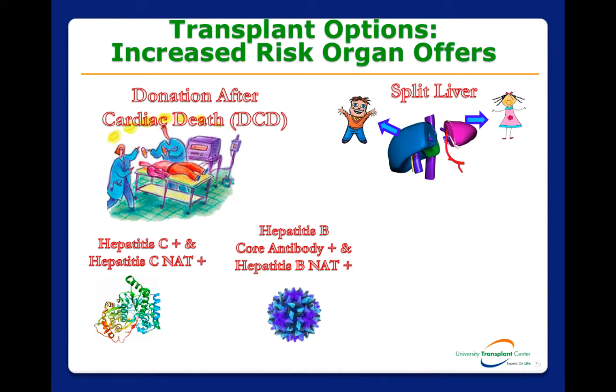All patients on the liver transplant waiting list will be listed as accepting a hepatitis B core antibody positive organ offer. The physicians of the transplant center have found the occurrence of false positives for this test.